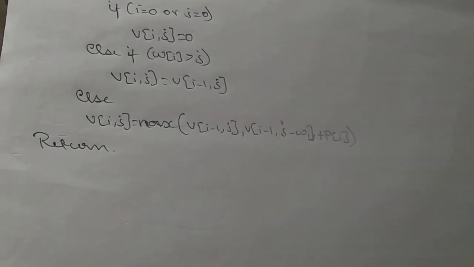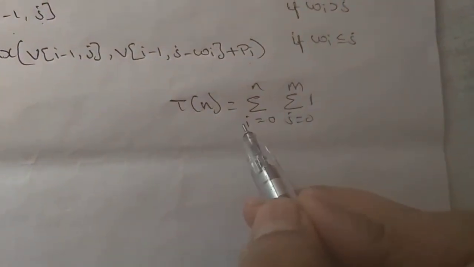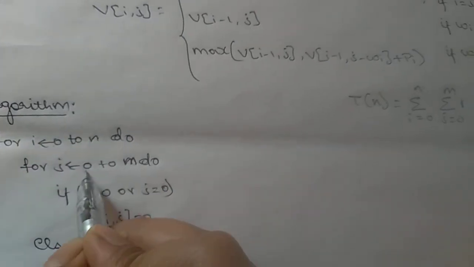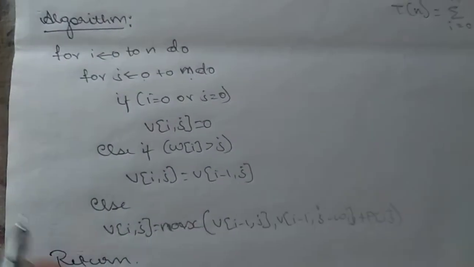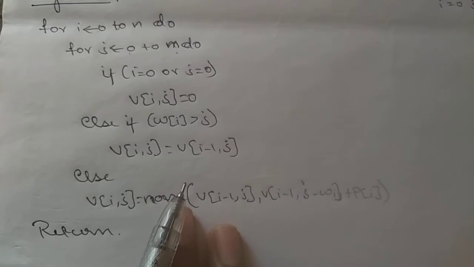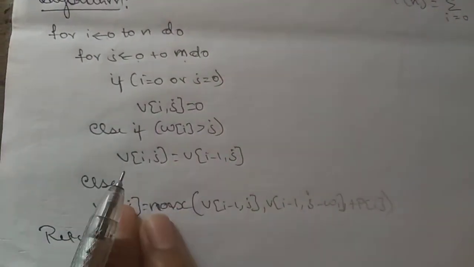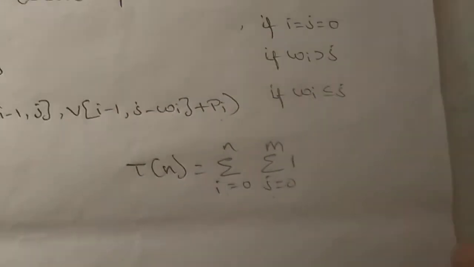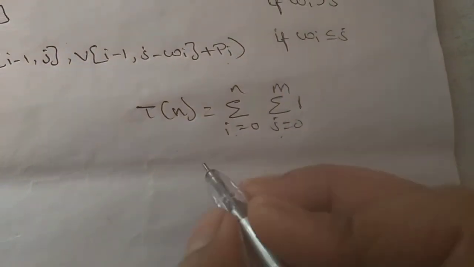Now, let me take the analysis of this one. We'll do the analysis for this. See, T of n is equal to summation I is equal to 0 to n, j is equal to 0 to m. By seeing this one, you can say this is not a recursive algorithm. This is a non-recursive algorithm, because here we are not calling any function inside the algorithm, is it not? So I'll take the basic operation as 1.